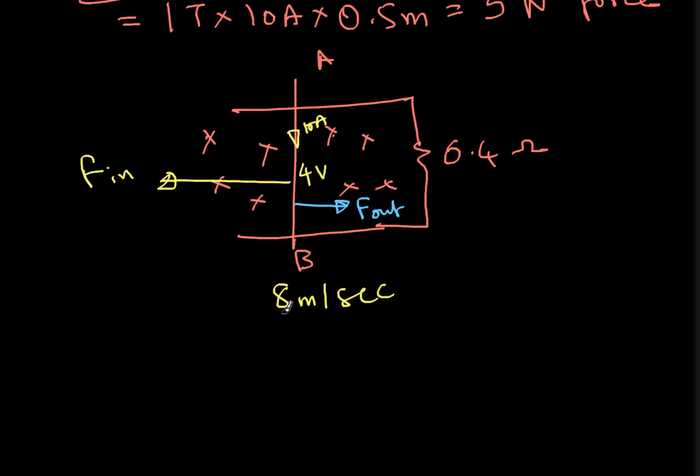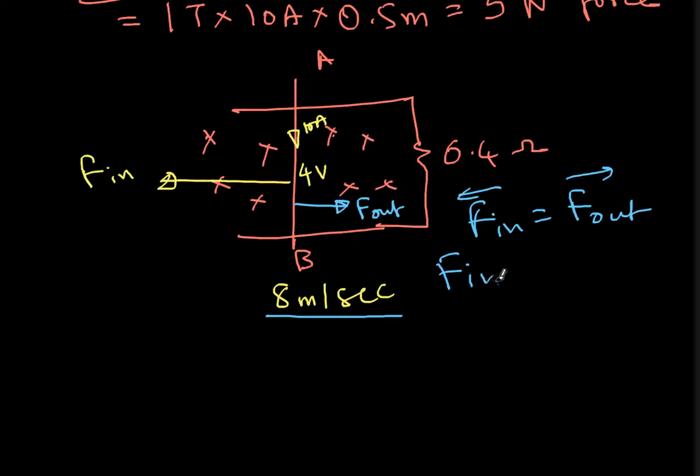In order to maintain 8 meters per second, to maintain the same velocity, the net force should be 0. Again, remember Newton's laws: the velocity remains constant as long as the net force is 0. Therefore, F in will be equal to F out. That is the magnitude, just that this direction is left and this direction is right. So the input force required is 5 newtons.